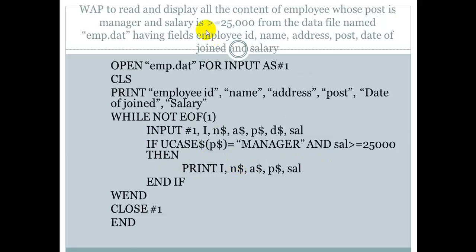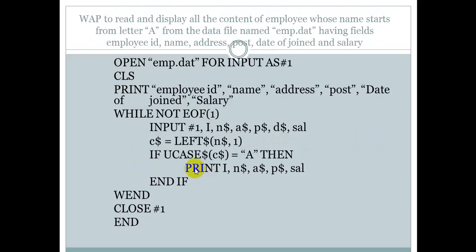Let's take another example. In this program, we have to display all the content of employees whose post is manager and salary is greater than or equal to 25,000 from that data file. So first of all, we should open the file in input mode like this, and WHILE NOT EOF, INPUT # will read the content, and we should check the condition. If the post is manager and salary is greater than or equal to 25,000, then we should display the content.